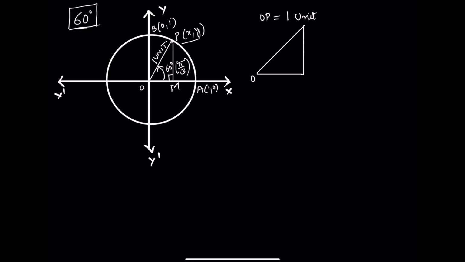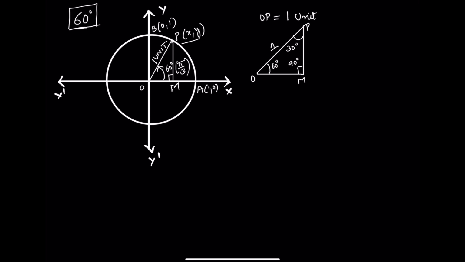So this is O, this is M, and this is P. This is 60 degrees, 90 degrees here, and the length of this is 1. Again, in a triangle, if you add the sum of all the angles, the total is 180 degrees. If two of the angles are 60 plus 90, which is 150, the third angle will be 30 degrees. So we know all the measurements now.